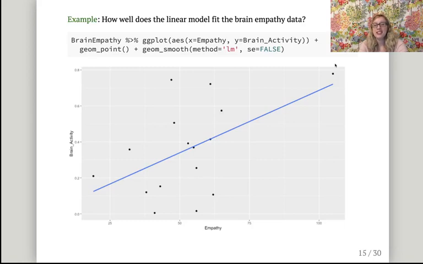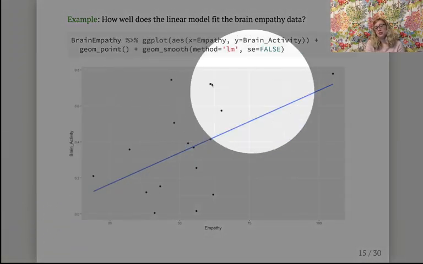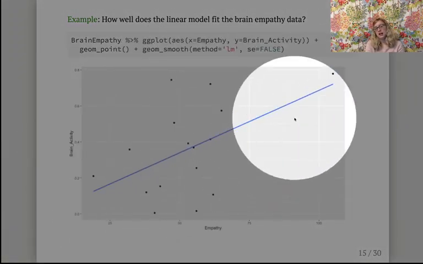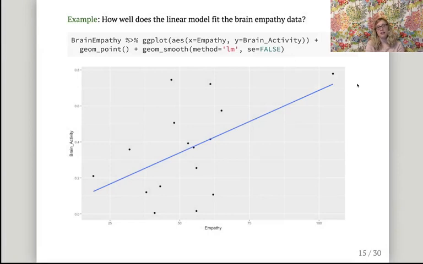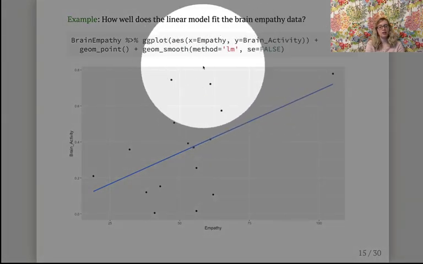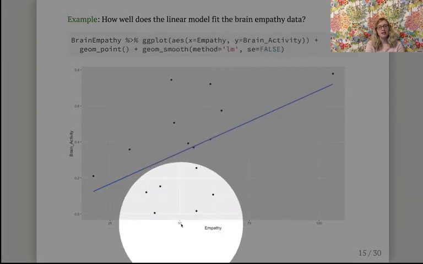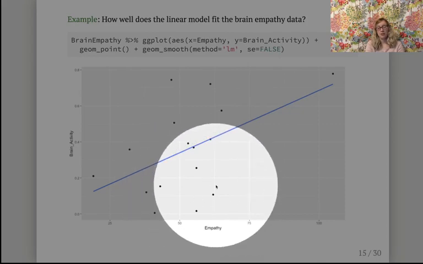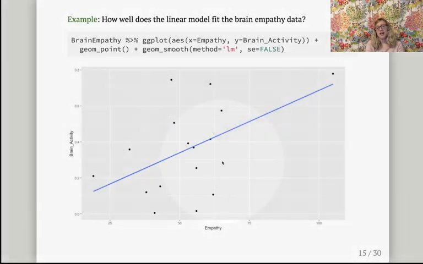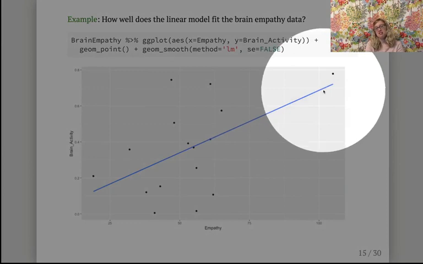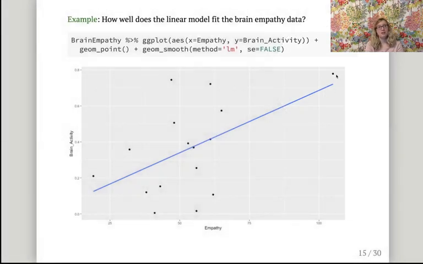So let's take a look at this data and see how well this linear model seems to fit. The trend line, or the blue line, fits through the data pretty well. There are definitely some areas where the points are above the line, definitely some areas where the points are below the line. This outlier here may also be a bit of a concern because the line is very close to that outlier. Maybe that outlier is really having a lot of power over the model.